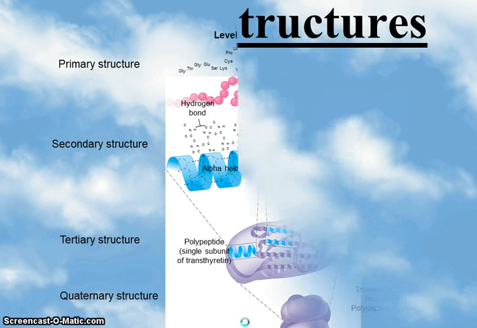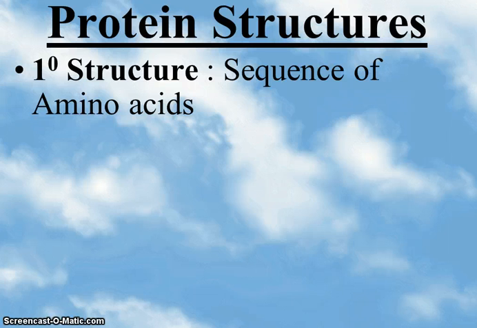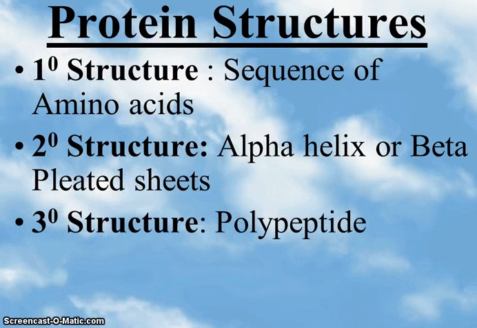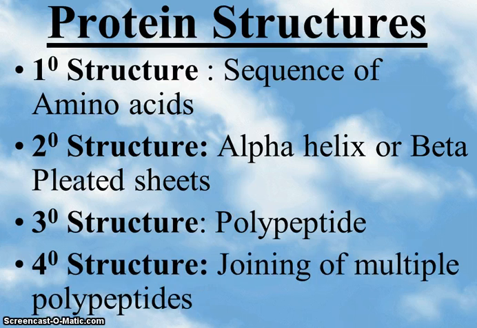Okay, so just to kind of review, and there will be writing of all this in more pictures, but the primary structure is the sequence of amino acids. Secondary structure, you form an alpha helix or a beta pleated sheet. And again, this is because of the hydrogen bonding that occurs. Tertiary structure makes a polypeptide with a 3D shape. Okay, it could be very globular or fibrous in nature. And pretty much this is all because of the interactions within the R groups. And last, we have the quaternary structure, which joins multiple polypeptides together.